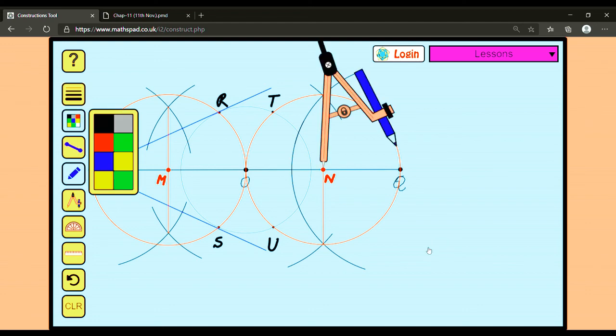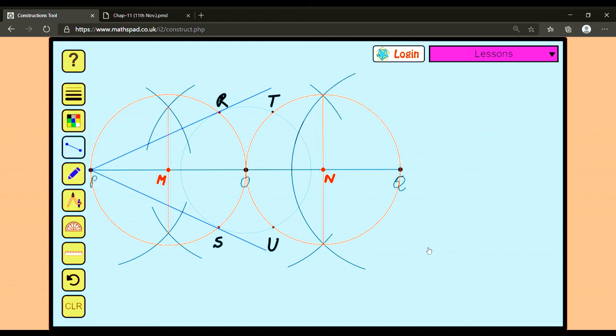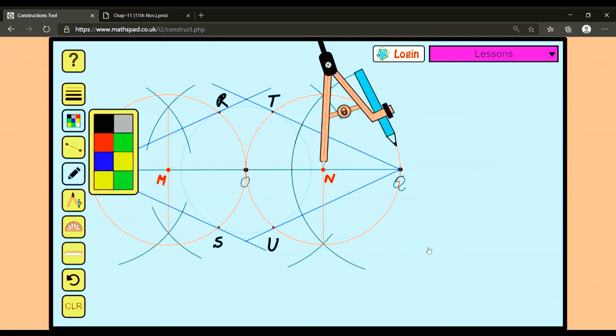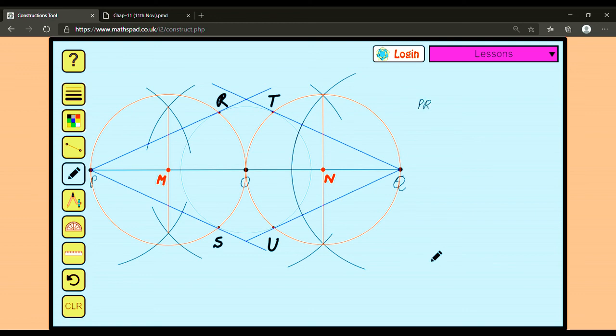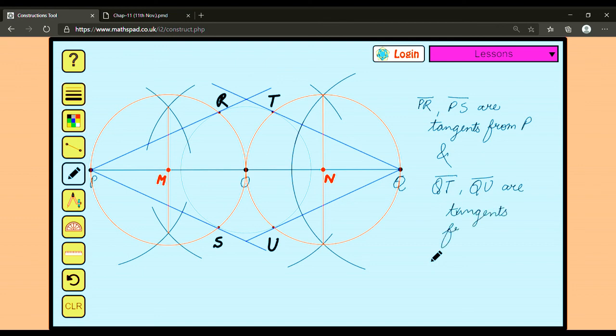We will be joining now the external point Q with T and with U. So these are the tangents, and you can write down your answer, that PR, PS are tangents from P, and QT, QU are tangents from point Q.